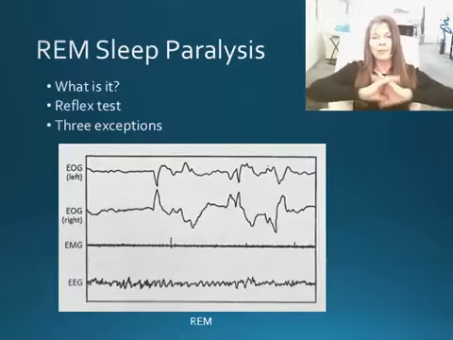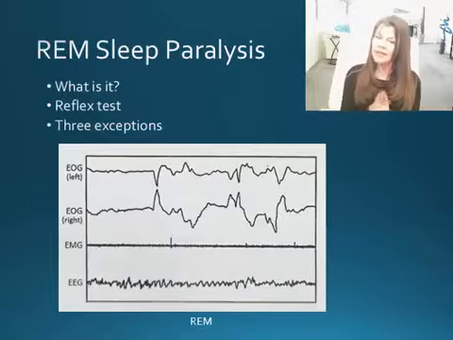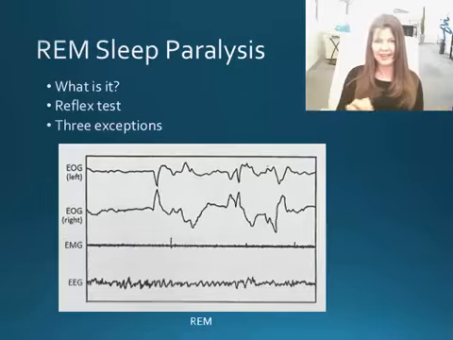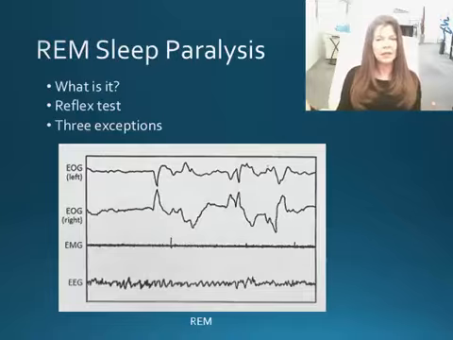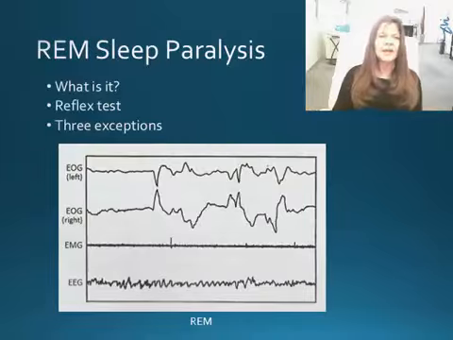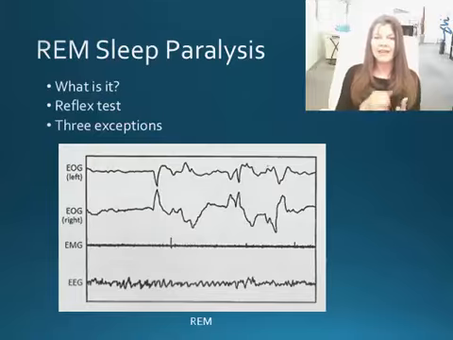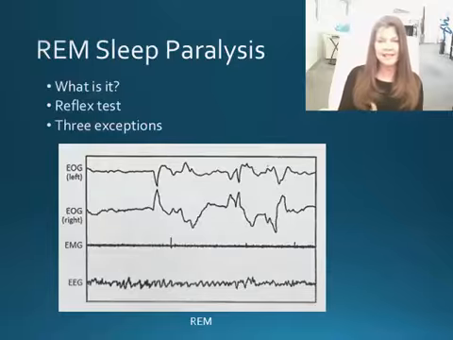So if REM involves sleep paralysis, why do you still see an EMG line at all? Why do you see one even though it's really thin here during REMS? Well, there are three necessary exceptions: the diaphragm, your need to breathe; your extraocular muscles, those are completely unaffected by REM sleep, thus you get those eye movements; and your smooth muscles. They support the tissue of hollow organs like the stomach, the intestines, the bladder, etc.